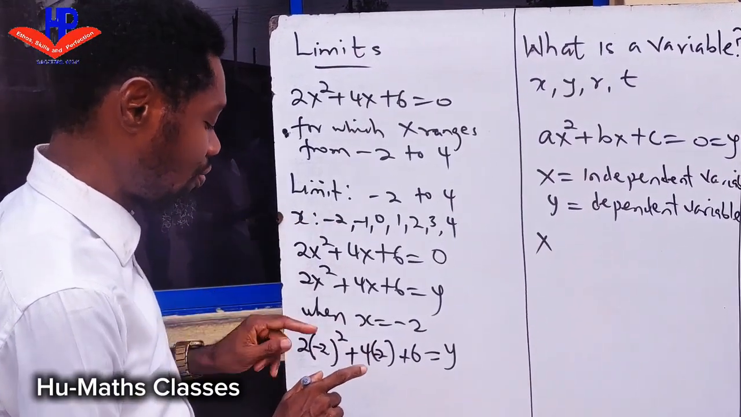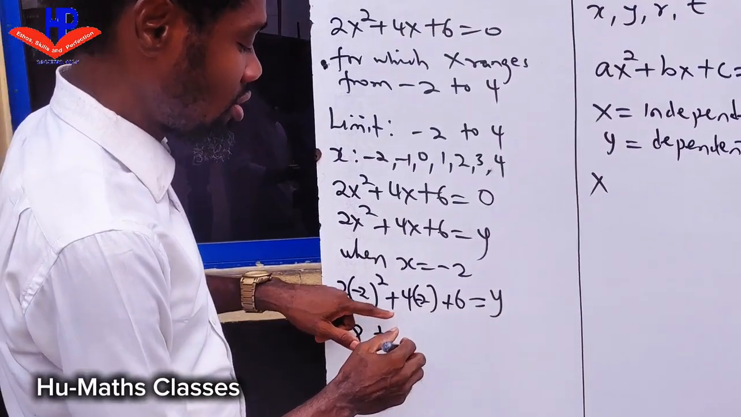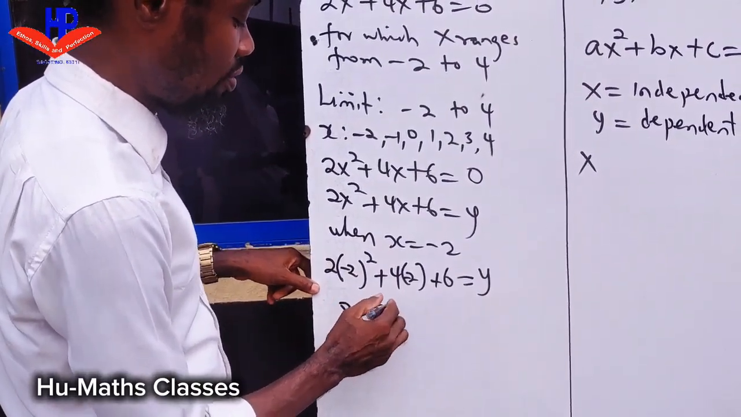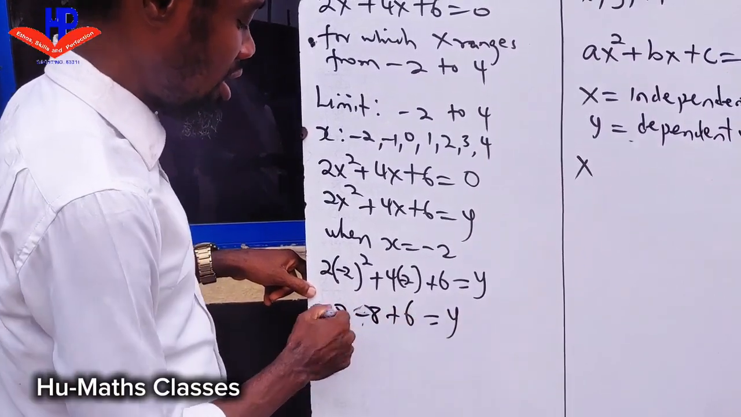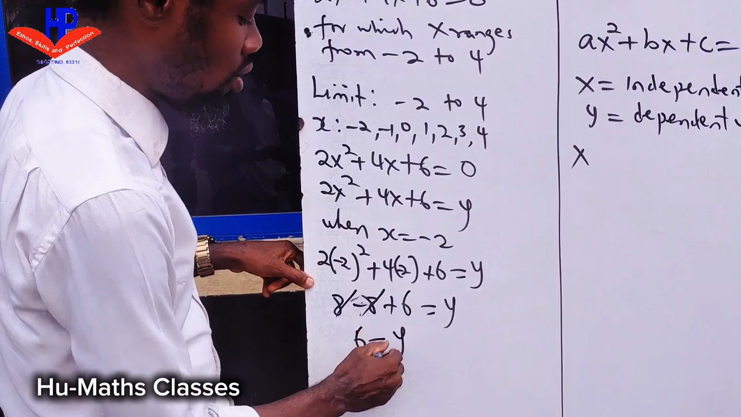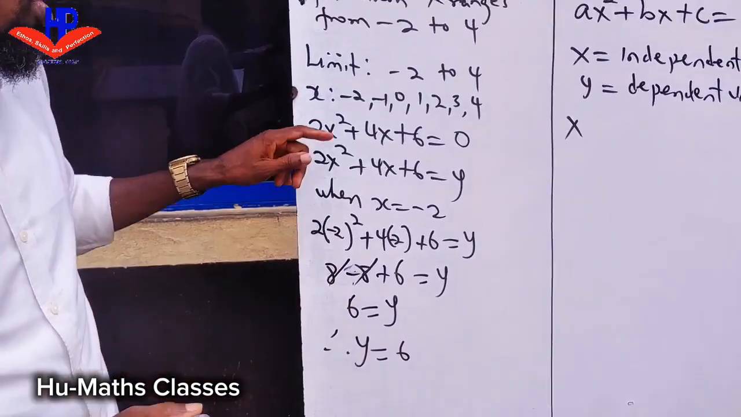-2 times -2 is 4. Times this 2 is 8. Plus 4 times -2, that will become -8. Then plus 6 is equal to y. 8 minus 8 is 0, so it's out. So our y is equal to 6. You can now see that y is 6. So when x is -2, y is 6.